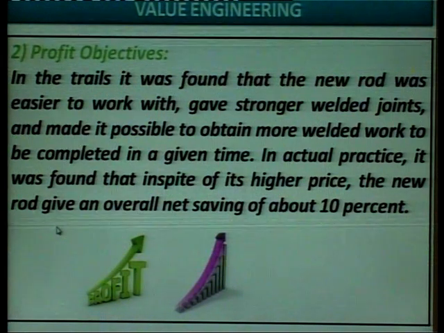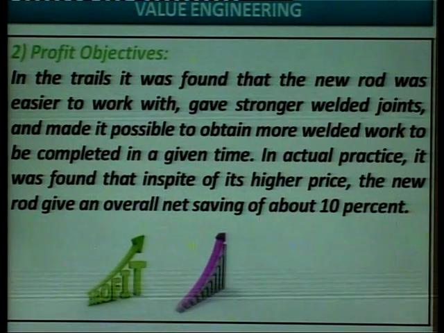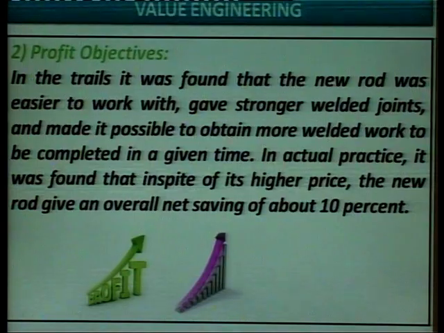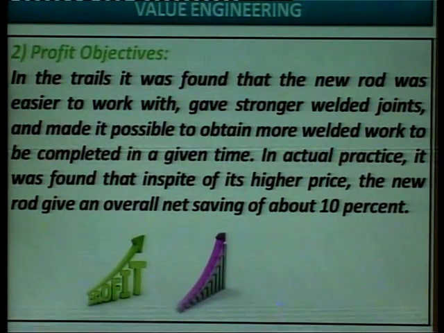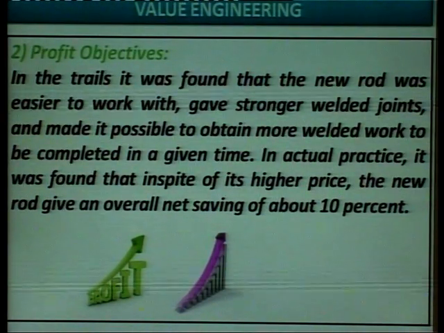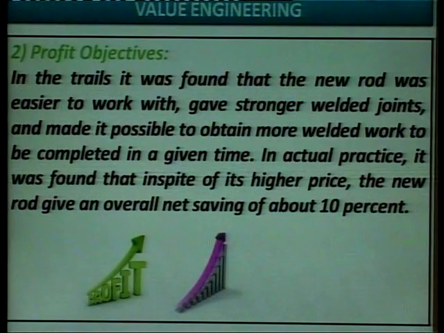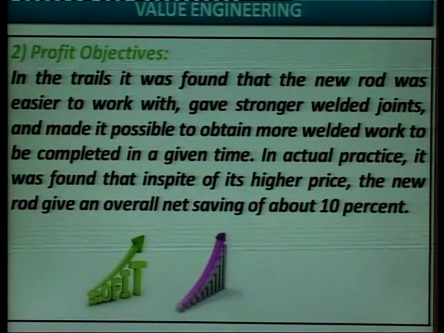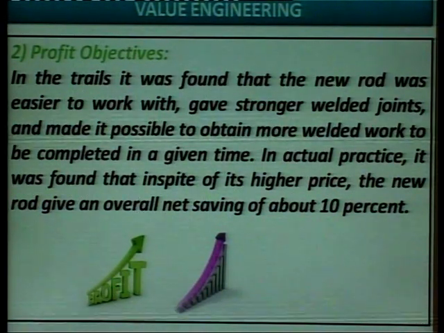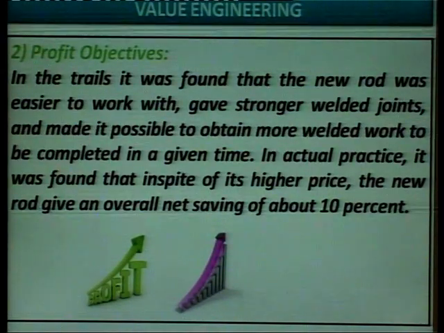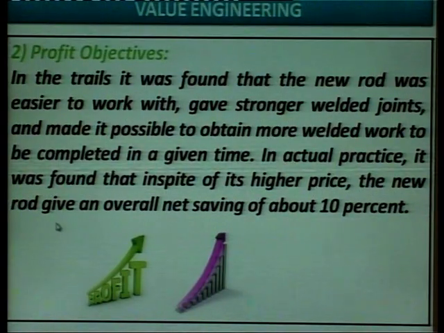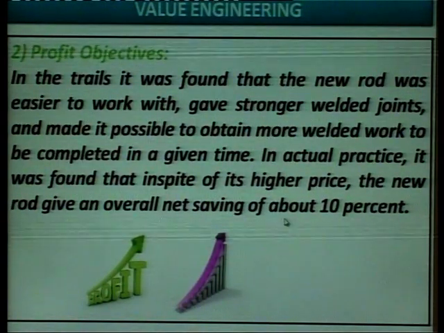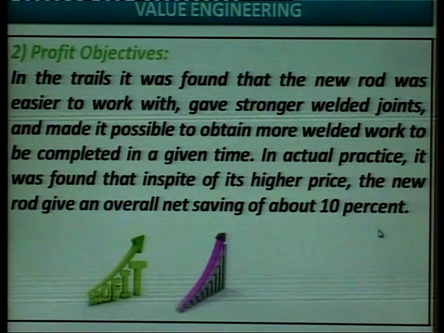In the trial, it was found that the new rod was easier to work with, gave stronger welded joints, and made it possible to get more welded work completed in a given time. In actual practice, it was found that in spite of its higher price, the new rod gave an overall net saving of about 10%.